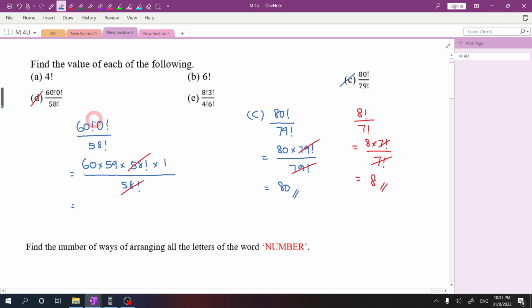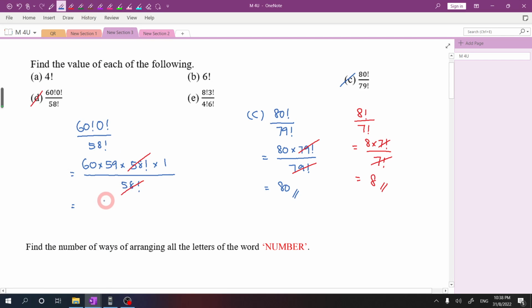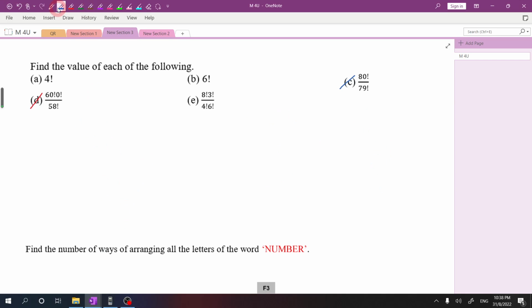So just press your calculator, 60 multiplied by 59. The answer is 3540. Let me show you one more.